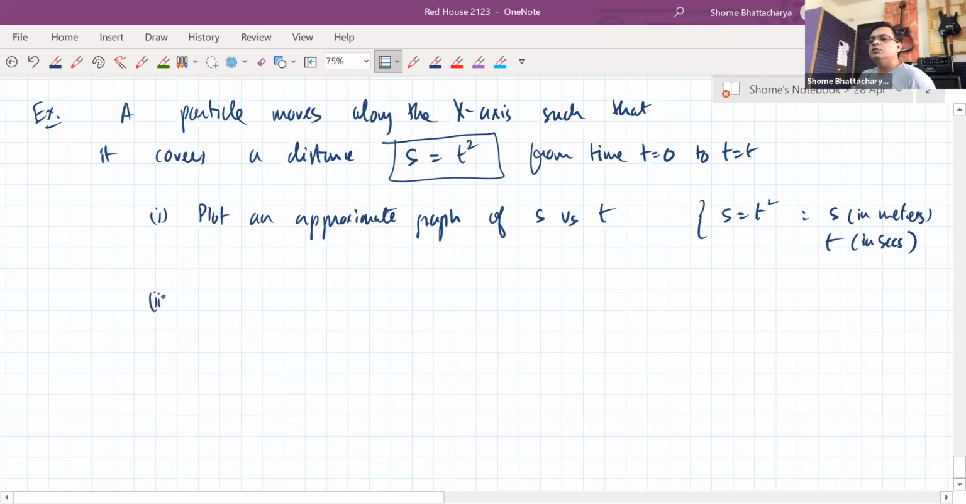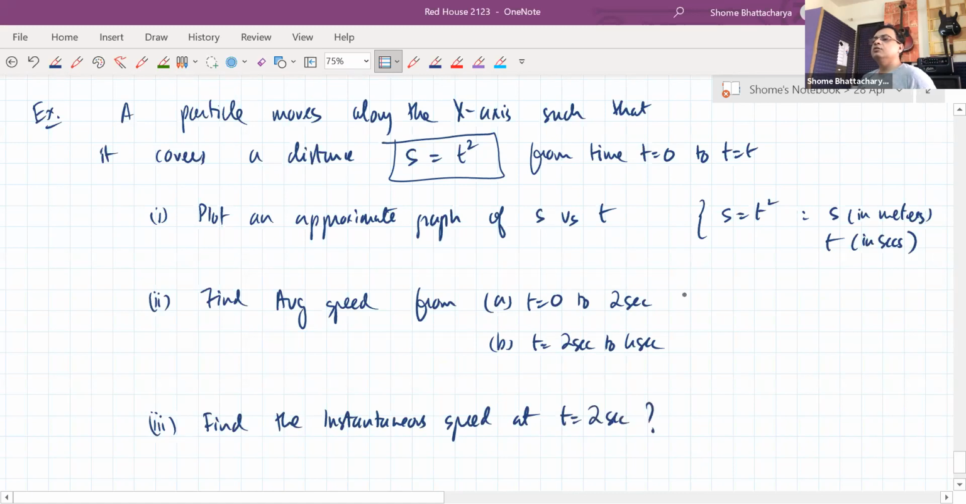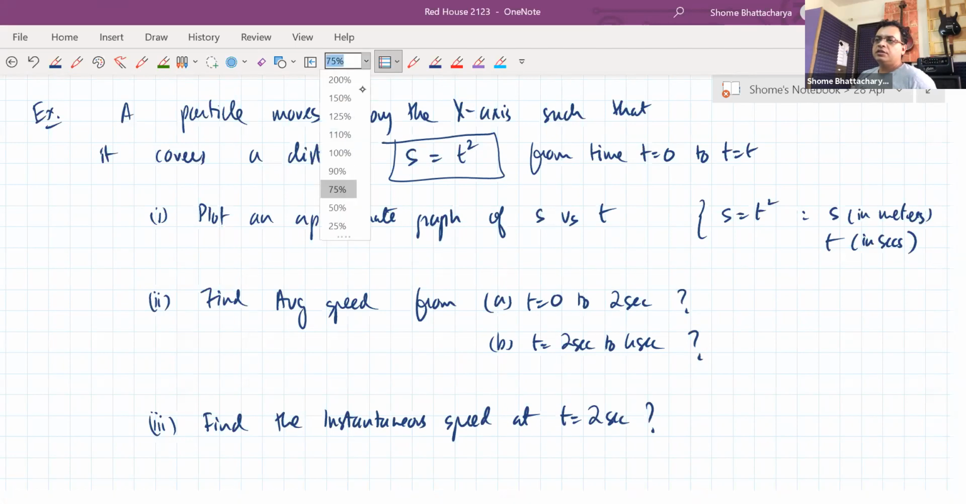Then from that graph, what we want to do is calculate the average speed from t equal to 0 to 2 seconds, and then t equal to 2 seconds to 4 seconds. And then the third point, we want to find the instantaneous speed at t equal to 2 seconds. Exactly at t equal to 2 seconds, we want to calculate the instantaneous speed. Just give this a try. I'll start working it out in a couple of minutes, but try it out yourself.